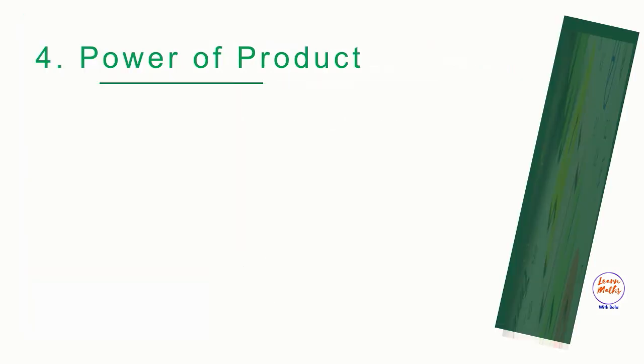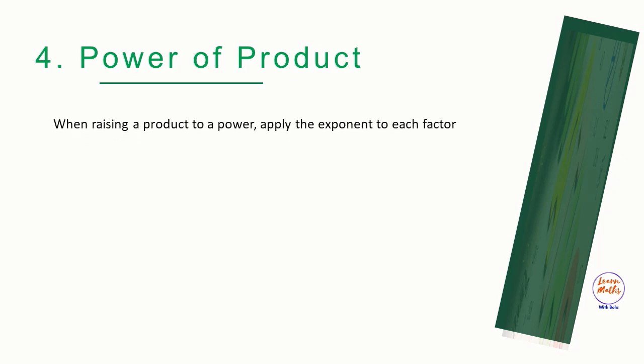Let's go to the fourth law, that is the power of product. When raising a product to a power, apply the exponents to each factor. Let's see the law so that we can understand easily that when you have a times b in brackets raised to power m, then it is the same thing as a raised to power m times b raised to power m.